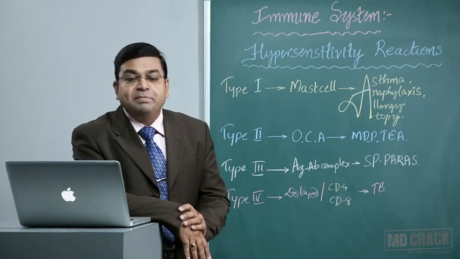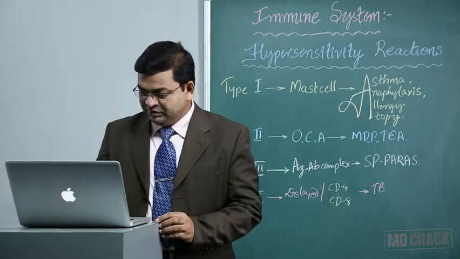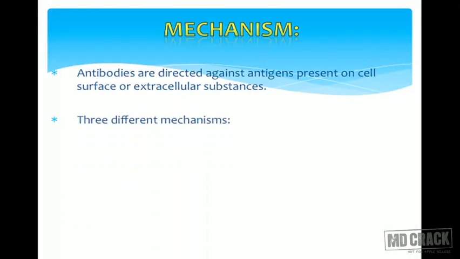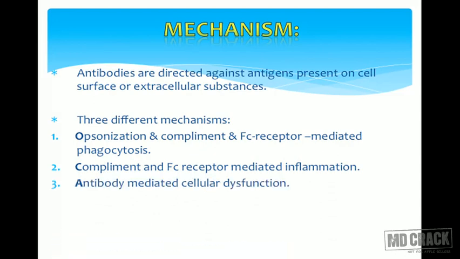Let us see type 2, that is antibody mediated hypersensitivity reaction. There are three different mechanisms involved. It is all antibodies directed against antigens present on the cell surface or extracellular substances. They explain three different mechanisms: opsonization, complement and FC receptor mediated phagocytosis, complement and FC receptor mediated inflammation, and antibody mediated cellular dysfunction. I will not go into detail about all these mechanisms.